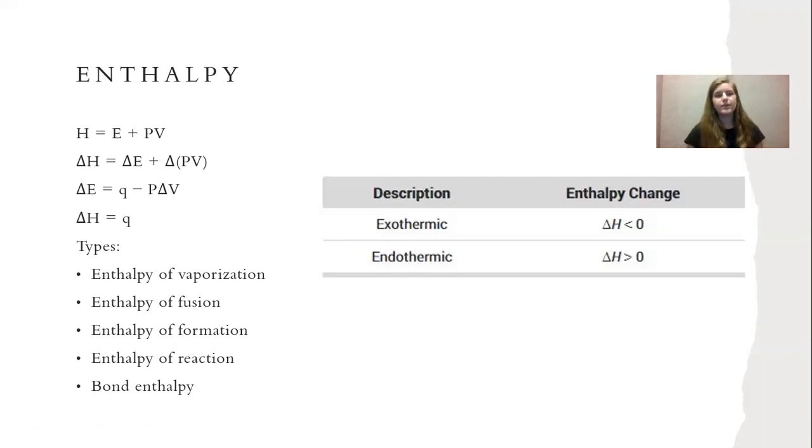Now that we know the setup for general enthalpy, we're going to want to figure out what it's used for. There are 5 main types of enthalpy. As you can see down here, we have enthalpy of vaporization, of fusion, of formation, reaction, and bond enthalpy. We're mostly going to focus on formation and reaction. These four are kind of self-explanatory. Bond enthalpy is just the enthalpy of breaking and forming bonds. So that's probably also pretty self-explanatory.